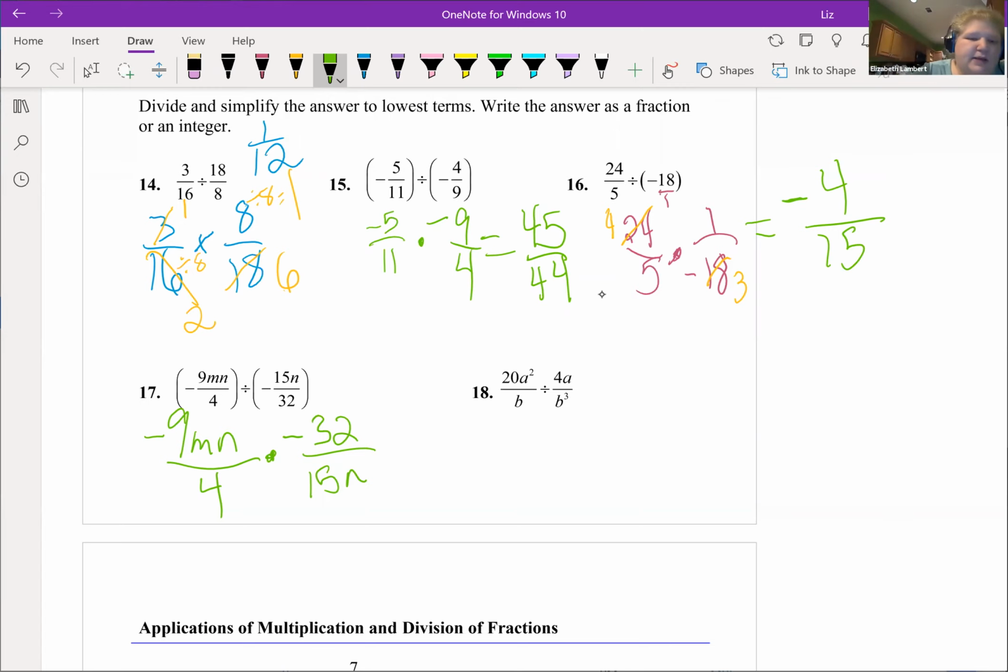All right. So this one here, let's see what we got going on. We got an N on the bottom and an N on top. So those go away. So we just have an M on top as our leftover. So we know we're going to see that in our final result. I have a negative and a negative, so the result is going to be positive.